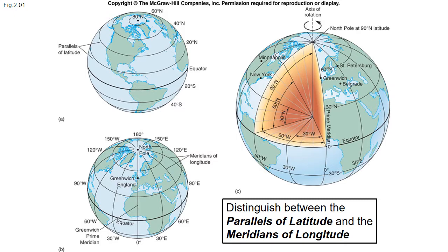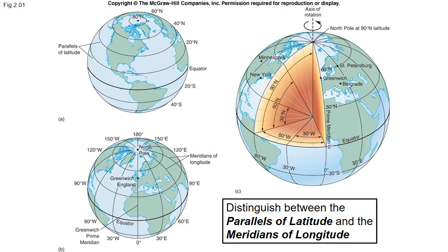All right, you have these imaginary lines that run across the globe. You have those that run east-west, and you have those that run north-south. Well, the ones that run east-west, those are the parallels of latitude, whereas the ones that run north-south, those are the meridians of longitude.